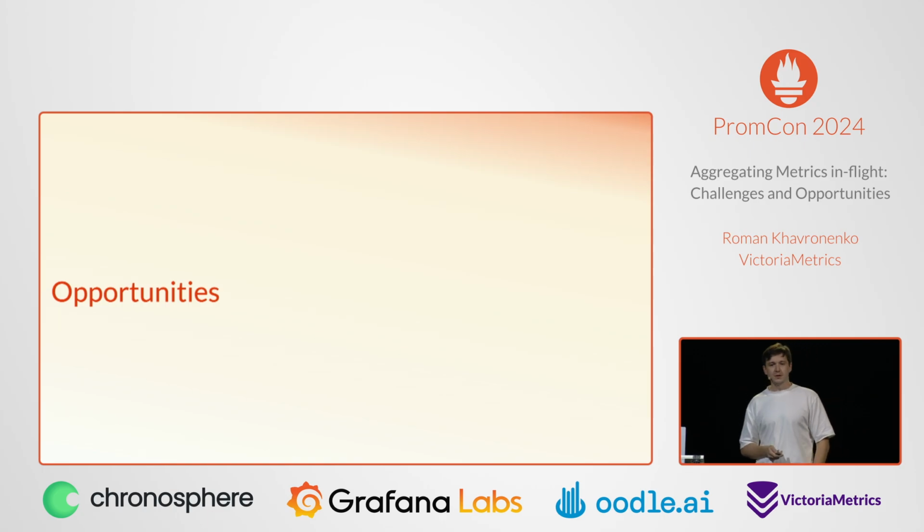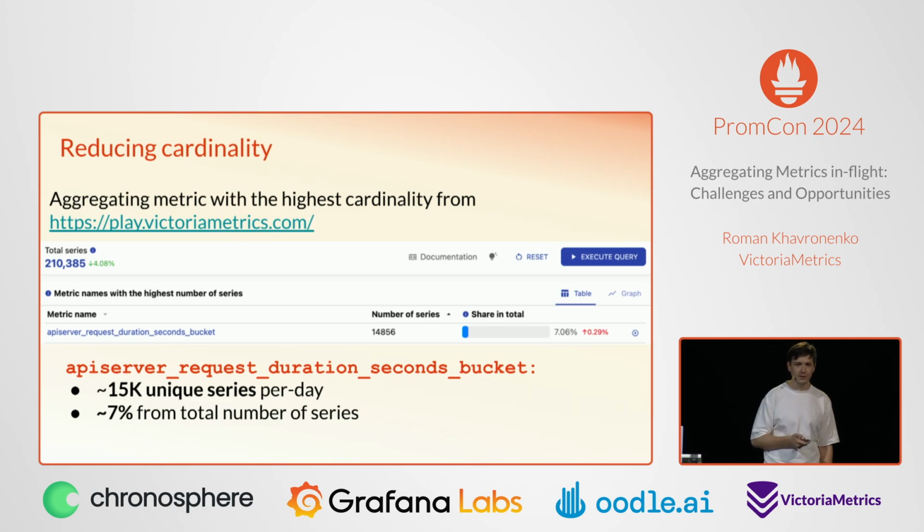So what opportunities does this stream aggregation config on the metrics collector give us? Well, the first is reducing cardinality, the most important feature from my perspective. To do a little experiment, I go to the playground, which is basically the VictoriaMetrics sandbox, publicly available. Everyone can try it. And I found the most expensive metric that we have right now in terms of series. This metric is, for some reason, a histogram, of course. And this histogram takes 15K unique time series per day, and it's about 7% of the total number of series that are stored on the playground.